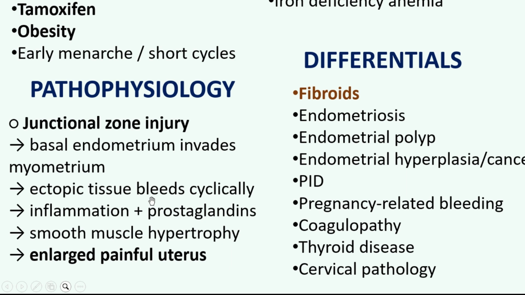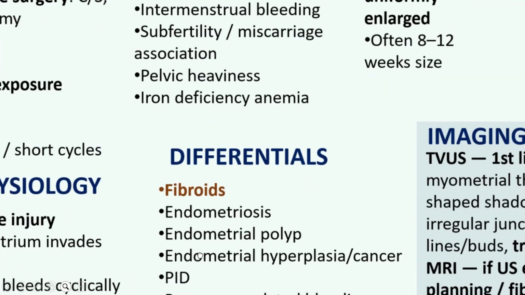We know that the endometrium is developed throughout the cycle, and then it is shed during the period. So the ectopic tissue is going to behave like that, but this time it is inside the muscle, and that is going to cause inflammation and prostaglandin release. And when this occurs, the smooth muscle of the uterus is going to hypertrophy, and we have an enlarged, painful uterus.